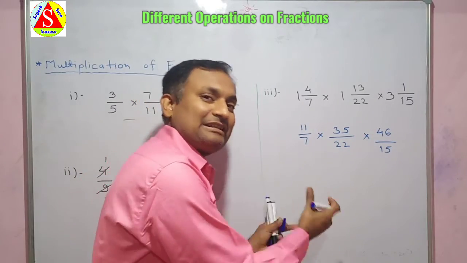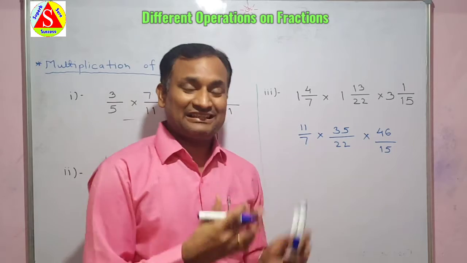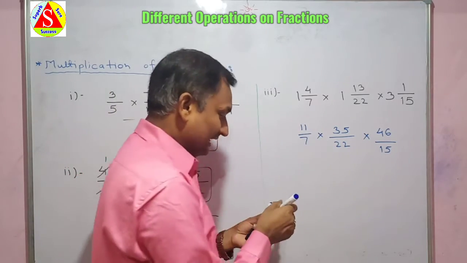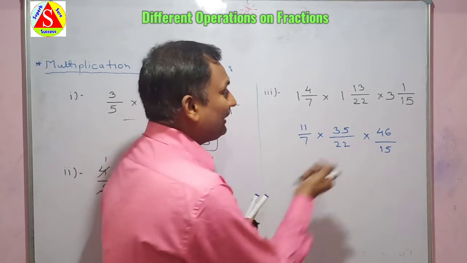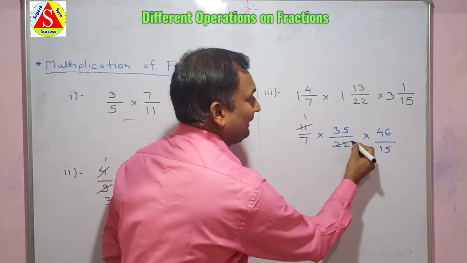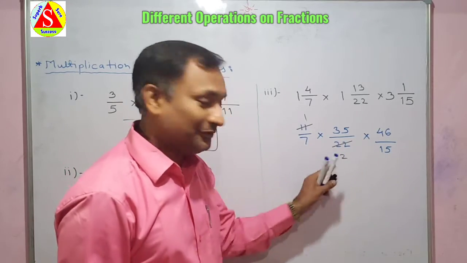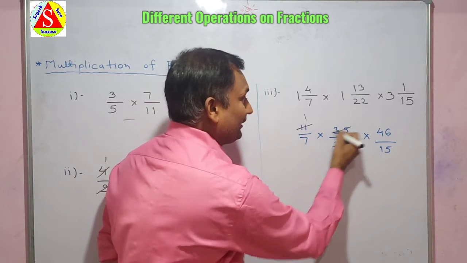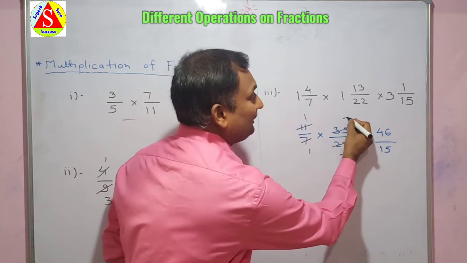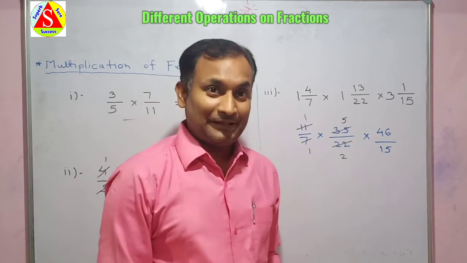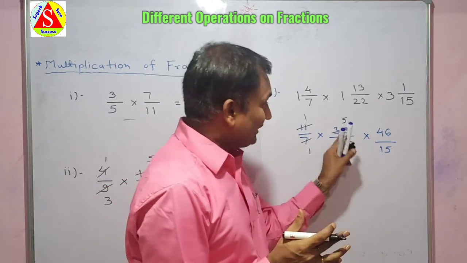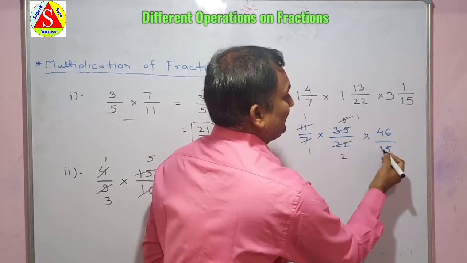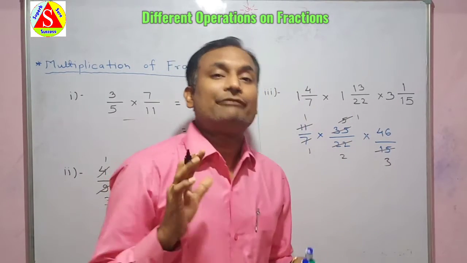Now we can simplify it. So dear students, you can see here we can reduce, we can cut the terms. So here we can cut 11 and 22. So 11 1s are 11 and 11 2s are 22. Similarly, just see we can cut 35 by 7. So 7 1s are 7, 7 5s are 35. Again we can cut one more term, that is 15. So here we can cut 5 1s are 5 and 5 3s are 15.